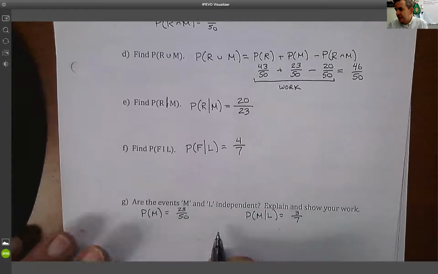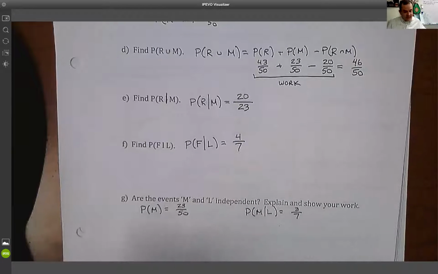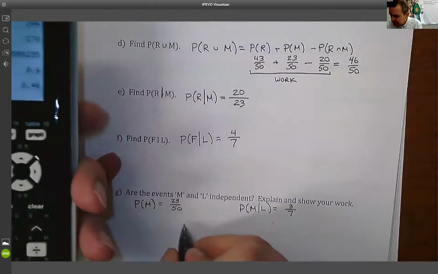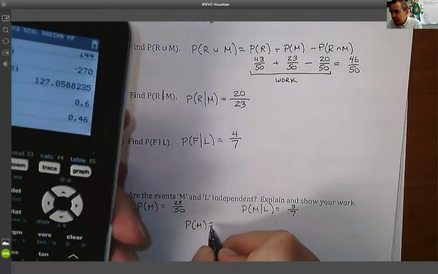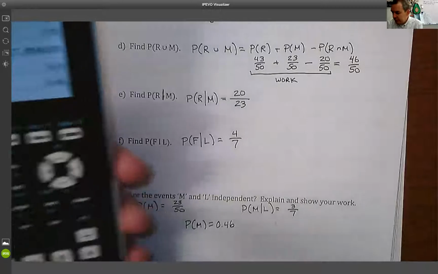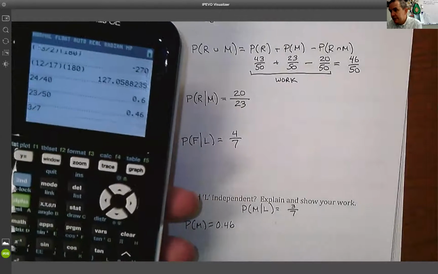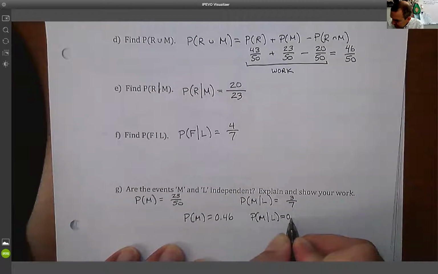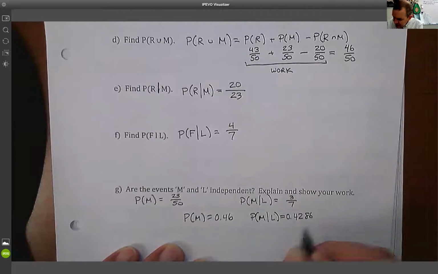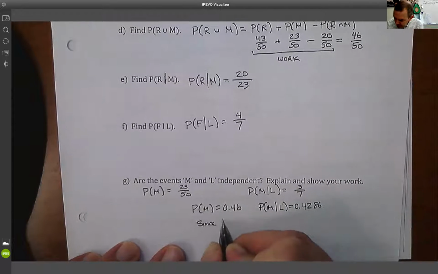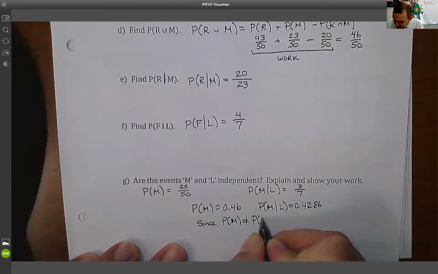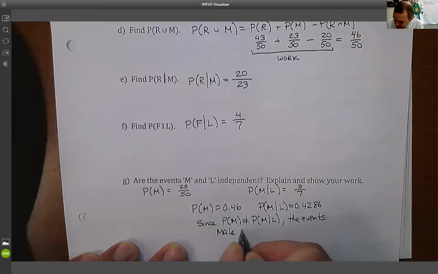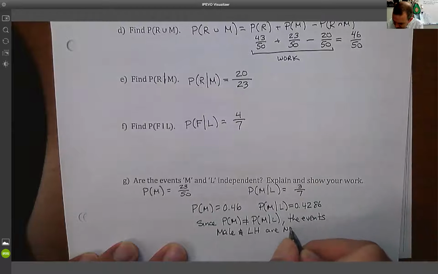So what we need to do is see whether 23/50ths and 3/7 are the same. I can look at that and say that they're not going to be the same, but we need to get the exact number. So 23 out of 50 is going to be 46%. So the probability of being male is 46%. And then we'll do 3 divided by 7, which is 0.4286. So we'll say the probability of being male given you're left-handed is 0.4286. Since the probability of being male does not equal the probability of being male given that you're left-handed, the events male and left-handed are not independent.